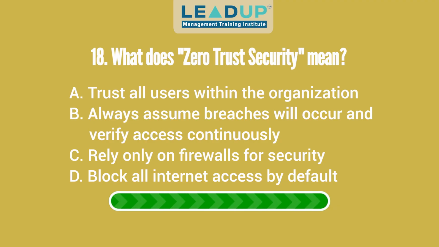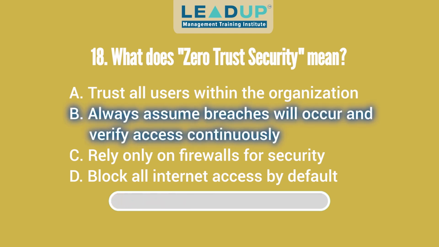Question 18. What does Zero Trust Security mean? A. Trust all users within the organization. B. Always assume breaches will occur and verify access continuously. C. Rely only on firewalls for security. And D. Block all internet access by default. Answer: always assume breaches will occur and verify access continuously.